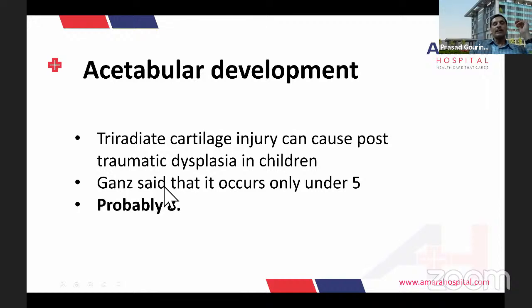Professor Ganz very confidently stated in multiple meetings that this happens only in children under 5 years of age. What happened is there are examples of 6-year-olds and 7-year-olds with growth arrest. So I'll say 8 is probably a reasonable age when you don't need to worry about triradiate cartilage damage. I've done various osteotomies going across this cartilage in 9 and 10 year olds with no consequences.